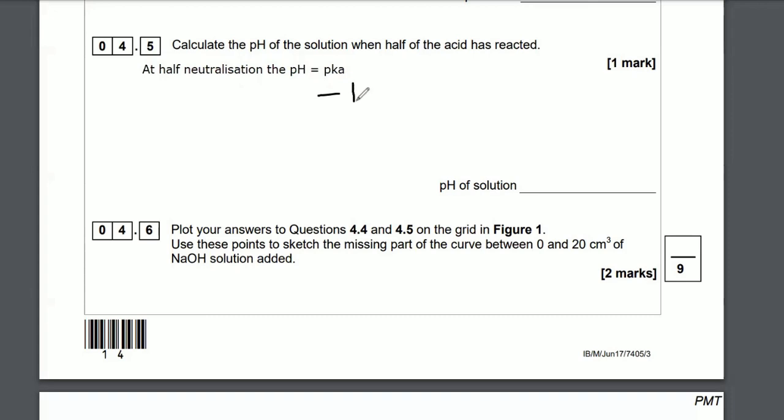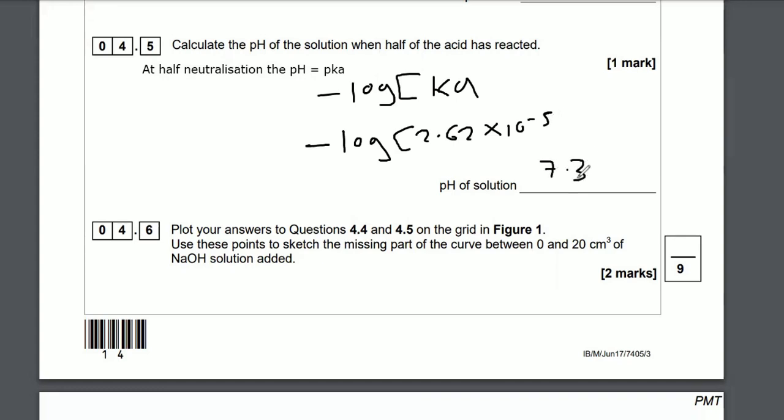At half neutralization, the pH at the half neutralization point is equal to the pKa. So if we want to find the pH when it's half neutralized, we can do minus log the Ka, because pKa is basically like pH for Ka. So we just do minus log 2.62 times 10 to the minus 5, and we get 7.38.